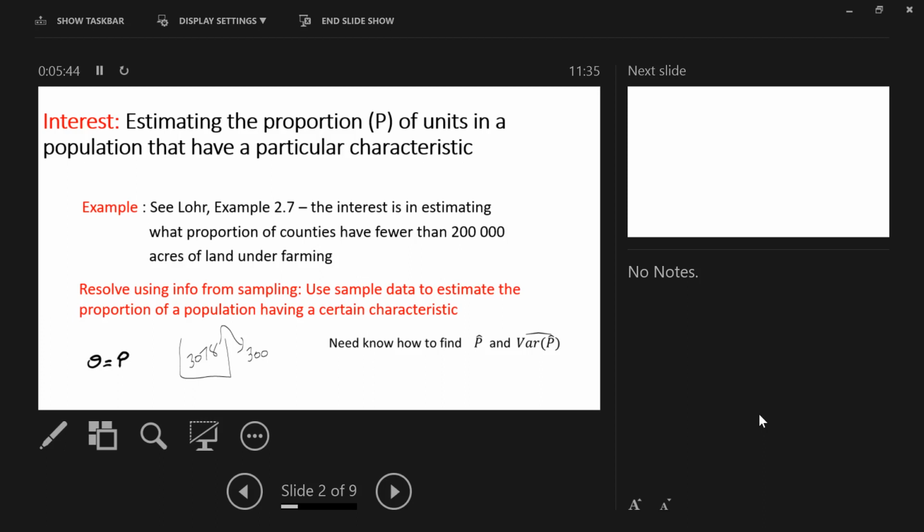And the example we're using yet again, you haven't missed anything, is 3078 farms or county areas. You can think of it as farms, and we're saying we pick 300, and we want to know out of these what proportion have got very little farming, meaning less than 200,000 acres under farmland. We want to estimate about those. So you really want to know what proportion of these counties have got a small amount, less than 200,000, of farming. It could be half, it could be a quarter. We want to know how to do that.